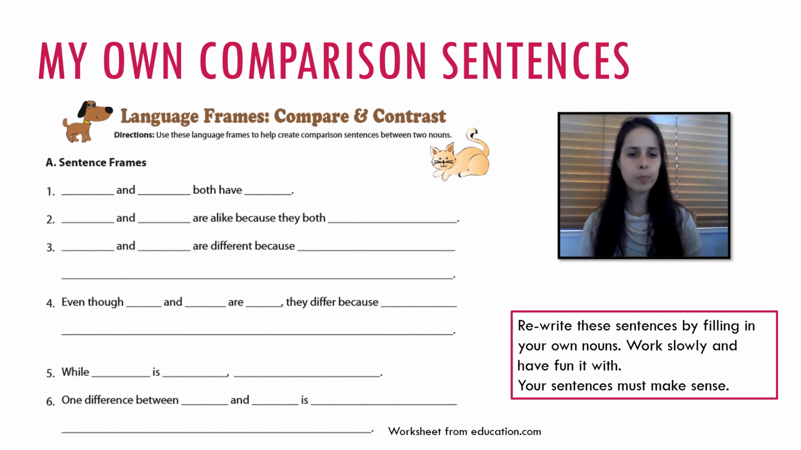Number 4, even though something and something are a certain thing, you can maybe go back to number 1. So I'd say, even though cats and dogs are furry, they differ because, and then I can say something that I find different about them. I take my dog on a walk, but not my cat. Okay, so you can work with those.